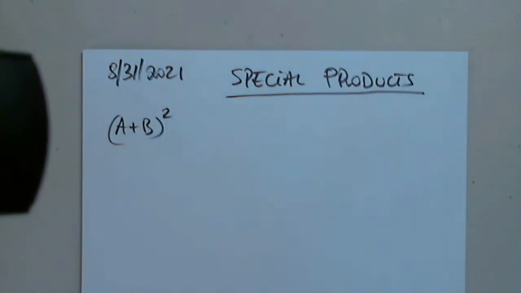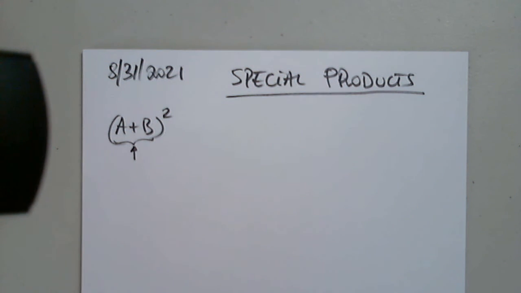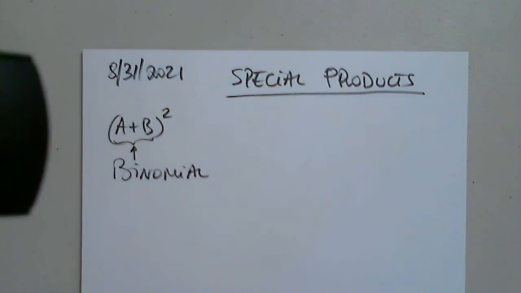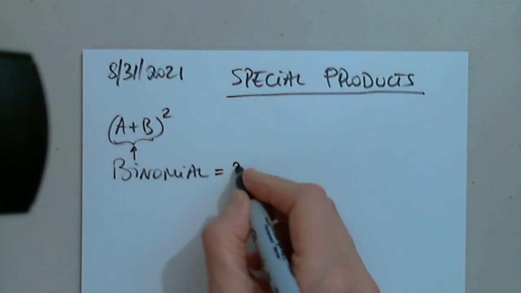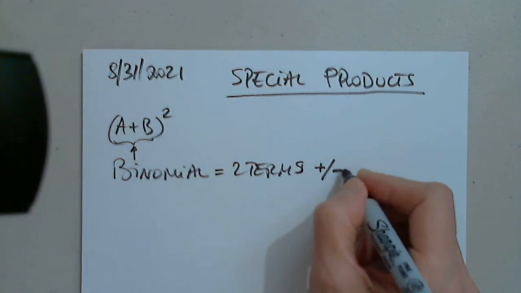So when I square something like this, what is this called? Anyone? Do we know how this is called? A plus B or A minus B? So that is a binomial. A binomial consists of two terms, added or subtracted. So a binomial is two terms with addition or subtraction.